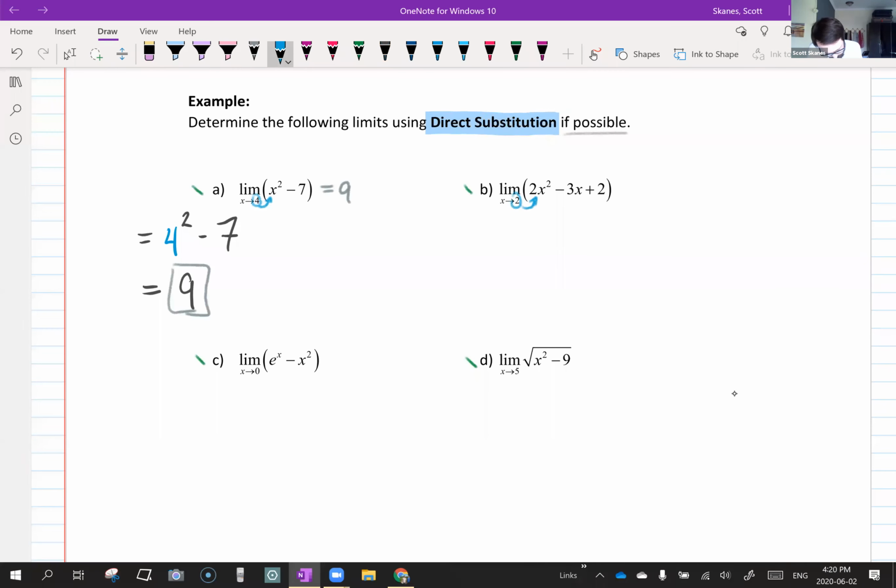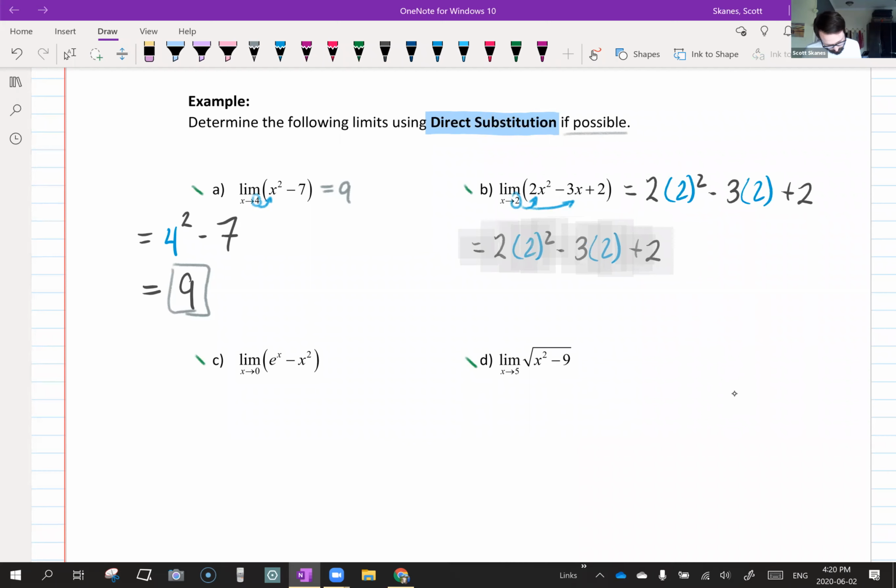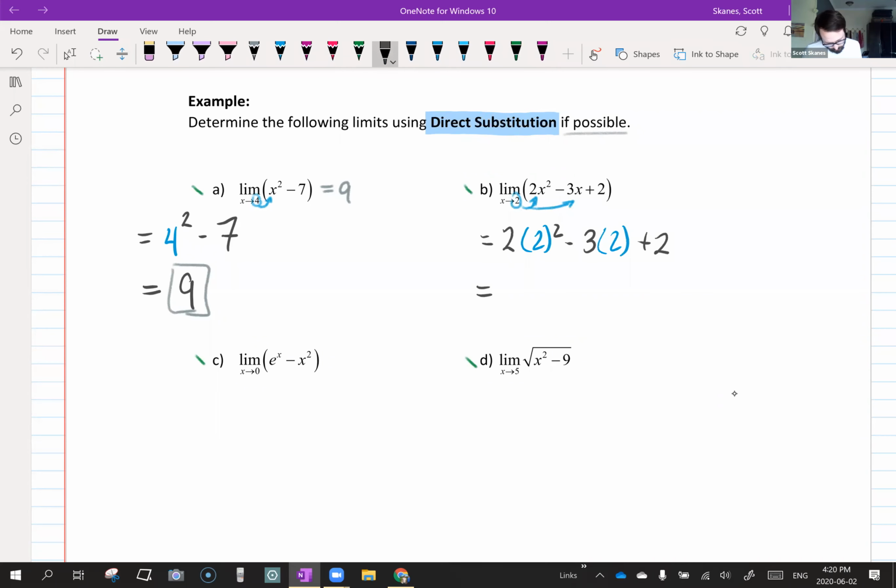Take that 2, put it in for every x that you see. So I'm going to say 2 squared minus 3 times 2. Let me just make sure you know I'm substituting. Multiply that out, and I think you get a 4. This gives 4, so the final answer is 4. That's our limit. That's all. Moving on. Let's do the next one.